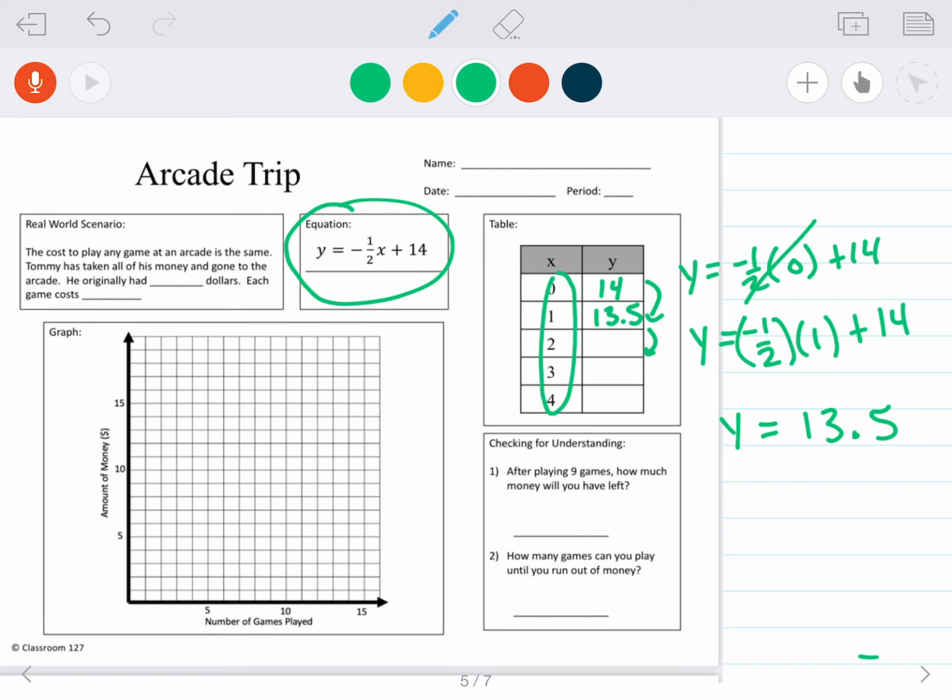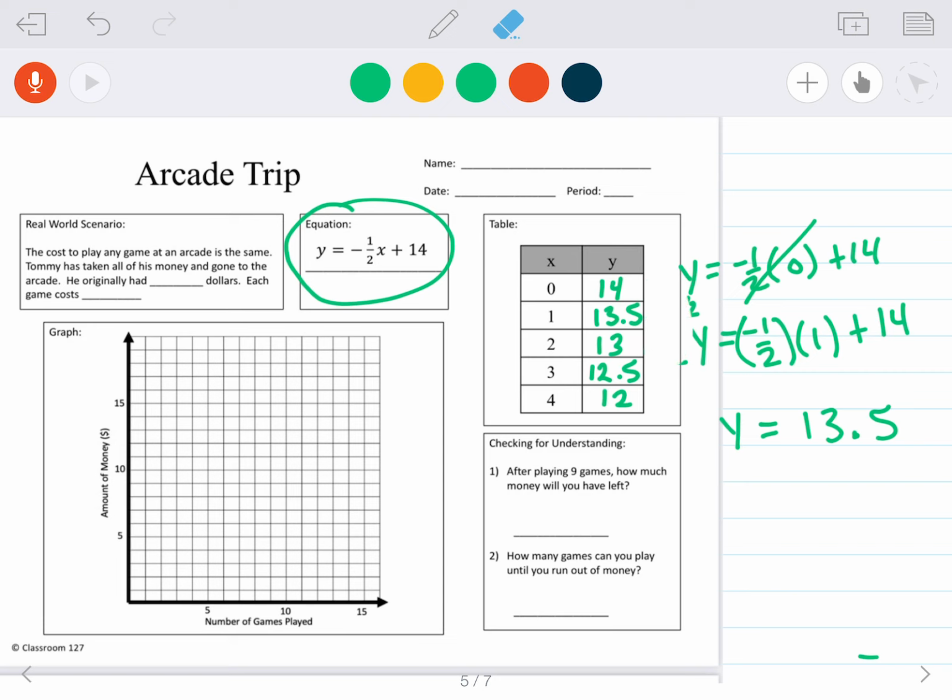Because the x values are increasing by 1, the next number that's going to come up is your previous number minus a half, because that's our rate of change. You can do it by hand if you want, but we're just subtracting a half each time because that's our slope. The reason we can do that trick is because the x values go up by 1. Anyway, 13.5 minus 0.5 is going to be 13. Minus a half is 12.5. Minus a half is 12. Okay, so that's our table.